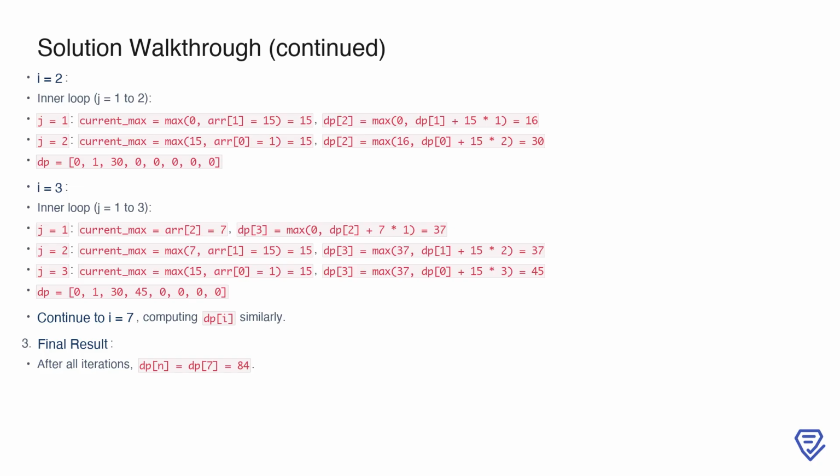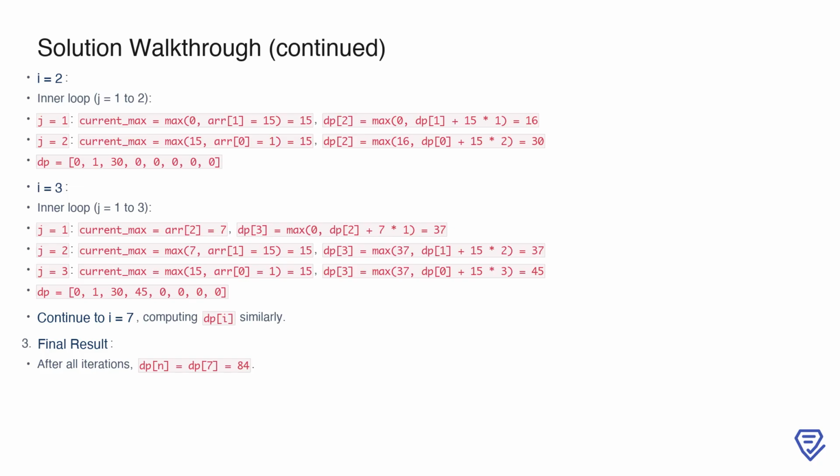For a partition of size 2, the maximum value across both elements is still 15, and we calculate DP[2] as max 15 times 2 plus DP[0], which results in 30. At this point, the DP array is updated to 0, 1, 30, 0, 0, 0, 0, 0.